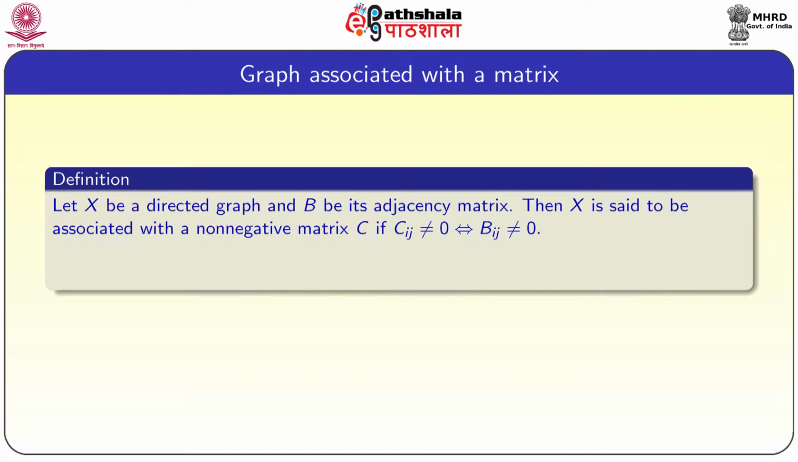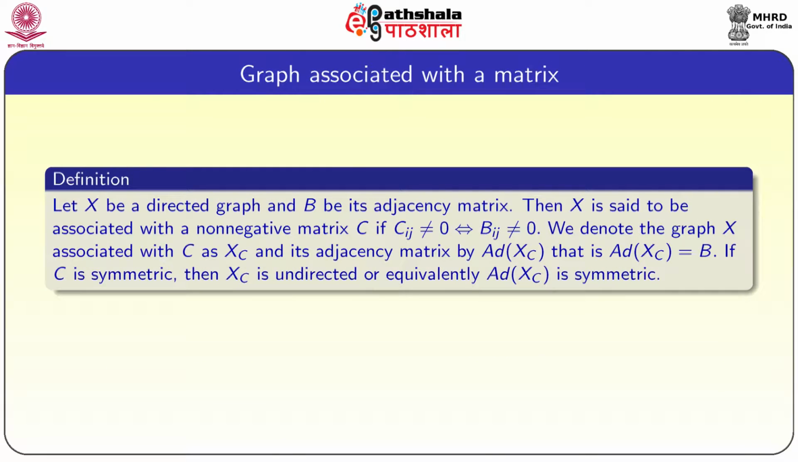Now we will look at graphs associated with a matrix. We are going to associate a graph with every non-negative matrix. Let X be a directed graph and B be its adjacency matrix, then X is said to be associated with a non-negative matrix C if Cij is not equal to 0 if and only if Bij is not equal to 0. That means, since B is an adjacency matrix, its entries are 1 or 0. So whenever Bij is equal to 1, Cij is non-zero, and whenever Bij is equal to 0, Cij also has to be 0.